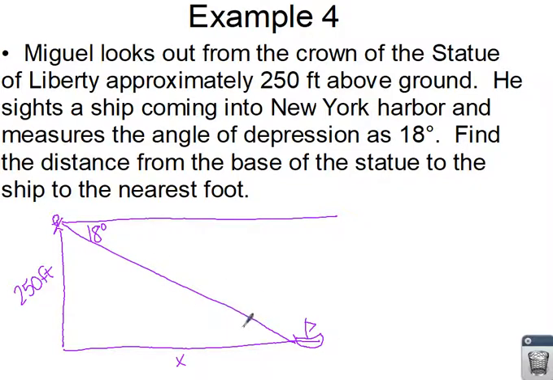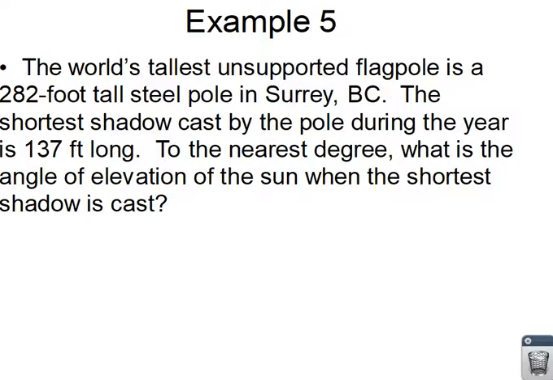Okay, 18 translates down here too. This is tangent again. Opposite over adjacent. So another division problem. We get 769 feet that the boat is away from the Statue of Liberty. Okay, kind of getting this? You gotta draw a picture for this or nothing's gonna work.